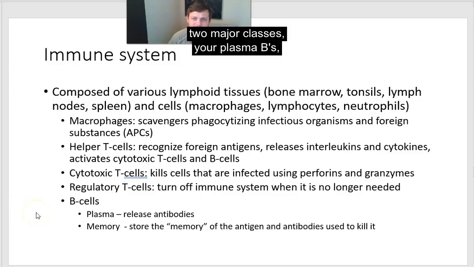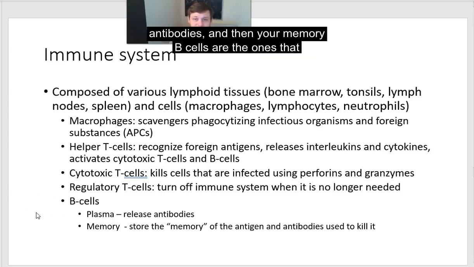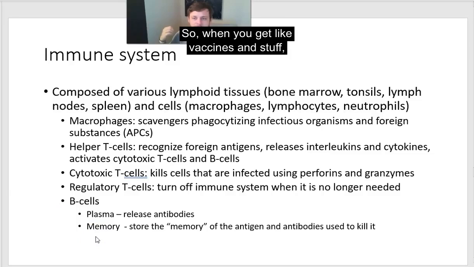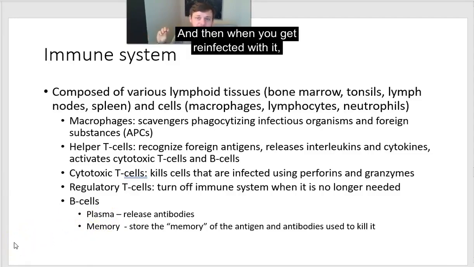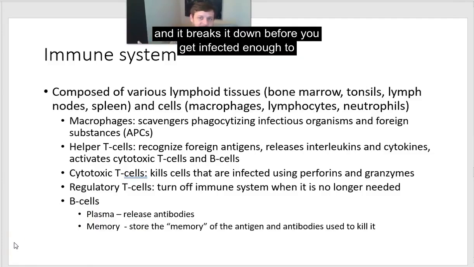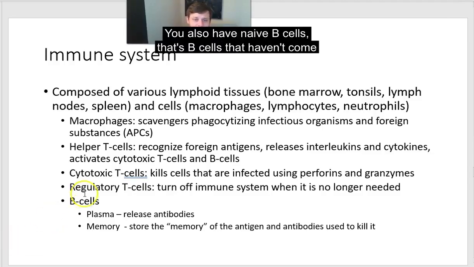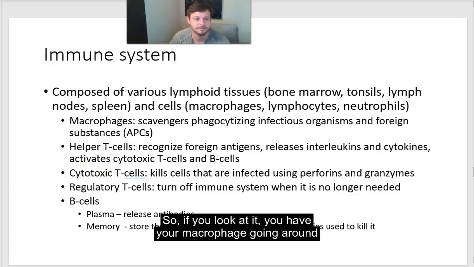And then in B cells, two major classes, your plasma B cells. These are the B cells that are going to be releasing your antibodies, and then your memory B cells are the ones that store that memory. So when you get vaccines and stuff, you build up these memory cells against those antigens. And then when you get reinfected with it, you already have them there, shoot them out real quick, and it breaks it down before you get infected enough to make you sick. You also have naive B cells. That's B cells that haven't come into contact with any antigens that the T helper will go and activate.